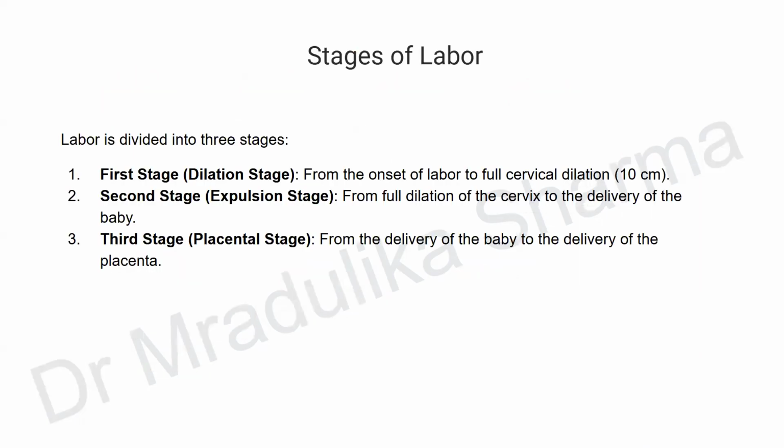Now let's go through the stages of labor. It is divided into three stages. The first stage is the dilation stage, from the onset of labor to full cervical dilatation, that is 10 centimeters. The second stage is the expulsion stage, from full dilatation of the cervix to the delivery of the baby. And the third stage is called the placental stage, from the delivery of the baby to the delivery of the placenta.